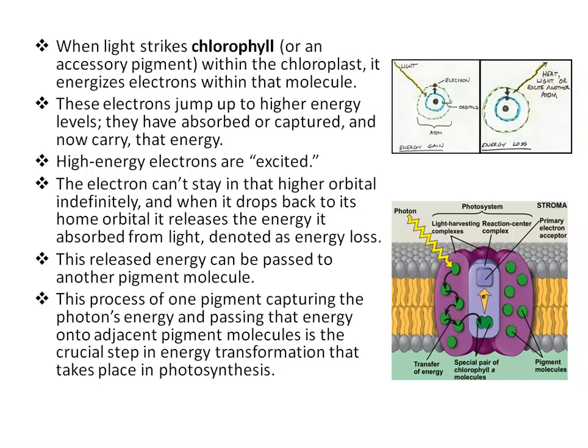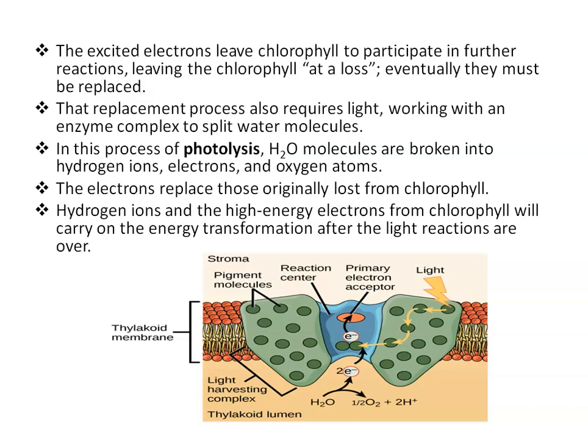So this released energy can be passed on, just look at this second diagram, from a photon on one chlorophyll molecule to another pigment molecule, then to another, and ultimately to the special pair of chlorophyll A present in the reaction center, right? This process of one pigment capturing the photon energy and passing that energy onto adjacent pigment molecules is the crucial step in energy transformation that takes place in photosynthesis, right?